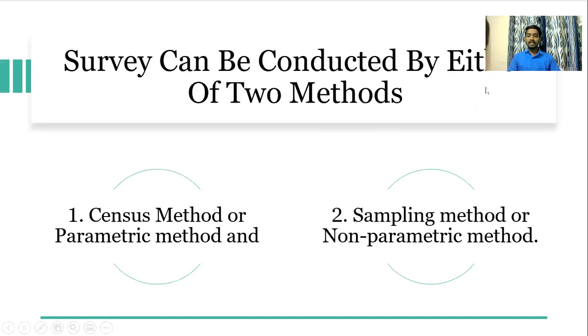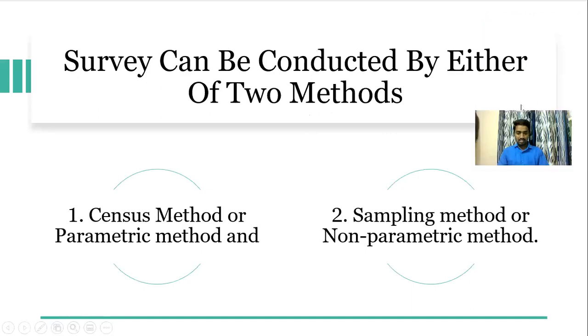A survey can be conducted in either of two ways: it can be the census method or the sampling method. In the census method, we have surveys, descriptive types and so on. Whereas the sampling method is a non-parametric method. Here we have two types: probability and non-probability.